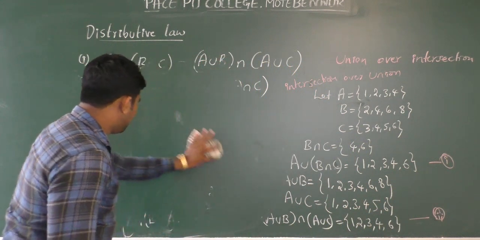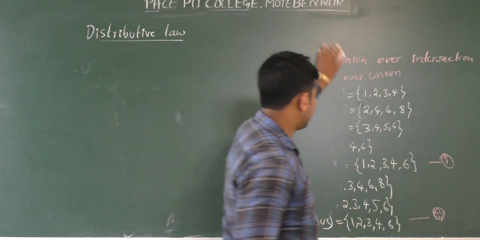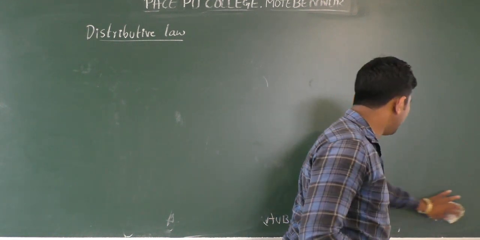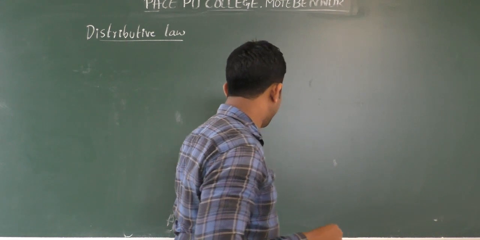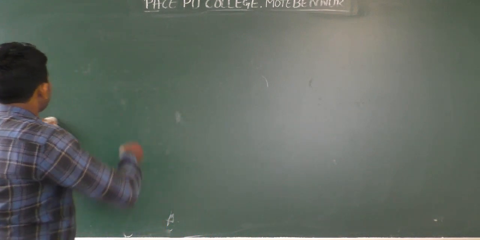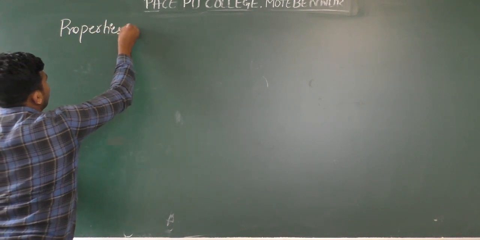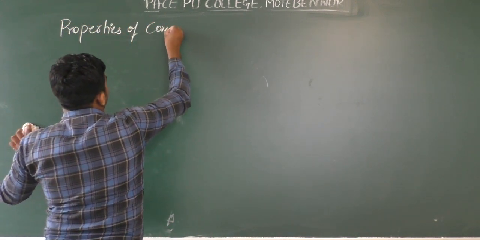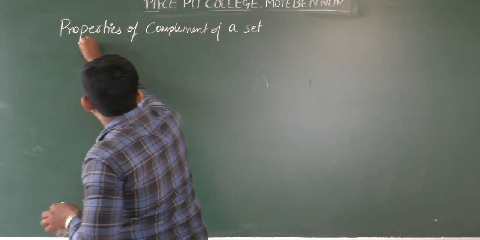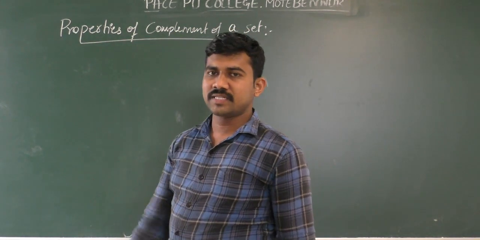The next concept we have is properties of the complement of a set. We already studied what is meant by the complement of a set. Now we will study what properties of the complement of a set we have. Properties of complement of a set. So what are the properties of the complement of a set?